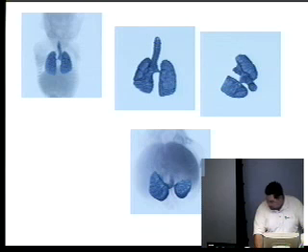Okay, now here's a three-dimensional view that we were discussing earlier. Here we have the posterior, superior, and inferior views of the lungs. I don't know what stage this is at. It's a good question. So that's just a neat figure. I like it.